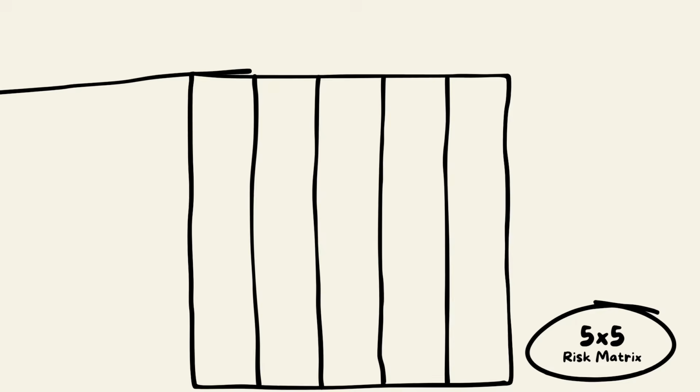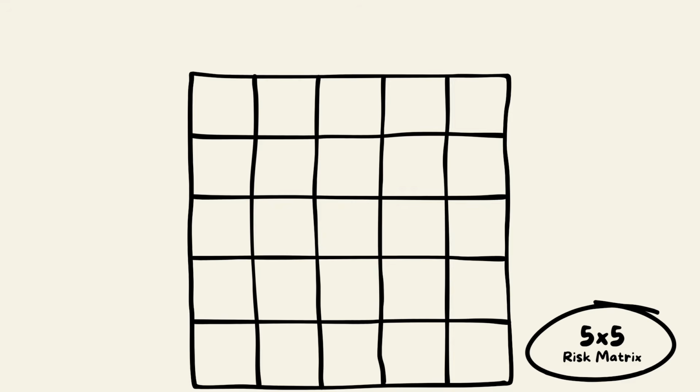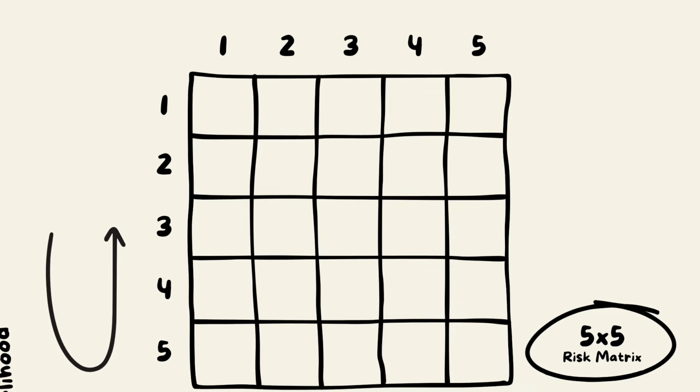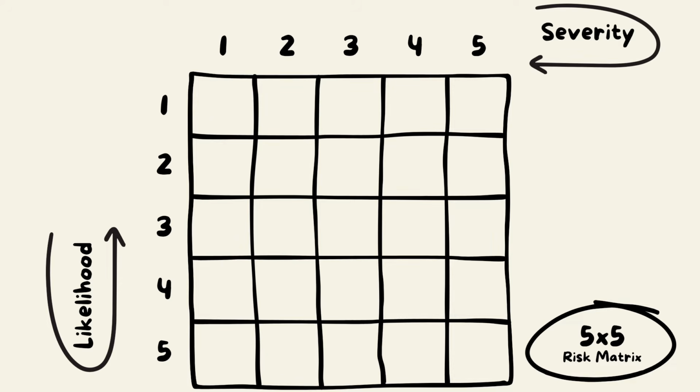A 5x5 risk matrix calculates risk with 5 categories for likelihood and 5 categories for severity. That gives us the 2 axes of our risk matrix: likelihood and severity. On the y-axis, you have the likelihood of harm. Let's give those numbers some meaning: rare, unlikely, possible, likely, and certain. The higher the number, the more likely harm will occur.